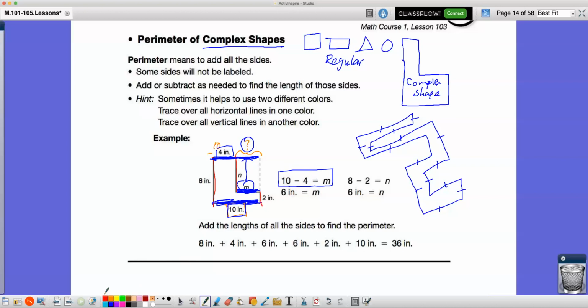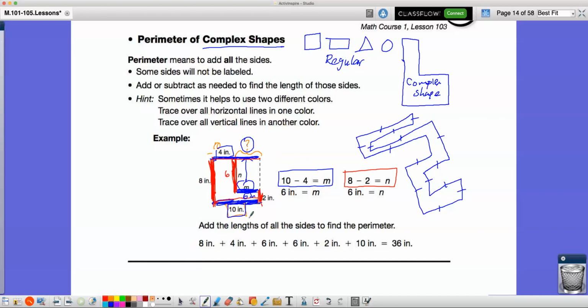The same can happen over here on the 8 inches and the 2 inches. You've got 2 inches here. We don't know what this length is, but we do know what this length is. And if we take this 8 inches and transfer it directly over here, we see that we have 8 minus 2 equaling that n. So that 8 minus the 2 equals the n. That means we know that this n equals 6 inches. We know that that m also equals 6 inches.